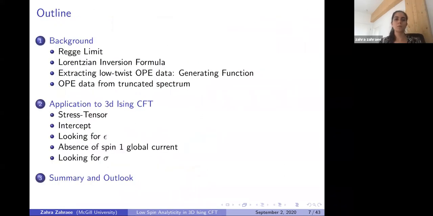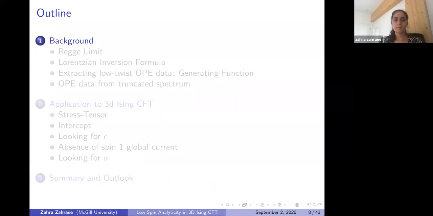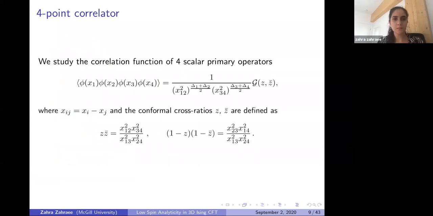Okay, so the outline of the talk is as follows. We build some background to be able to answer the questions, and then we move to the 3D Ising CFT looking for the answers. First, let's study the Regge limit. We study the correlation function, the building block, the object we use the most, which is the correlation function of 4 scalar primary operators, given as a function of 2 cross ratios.